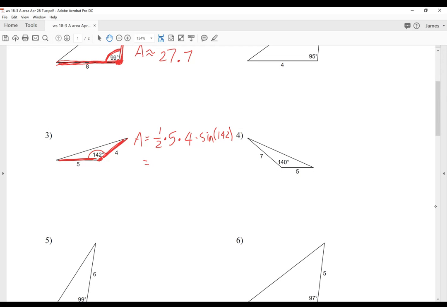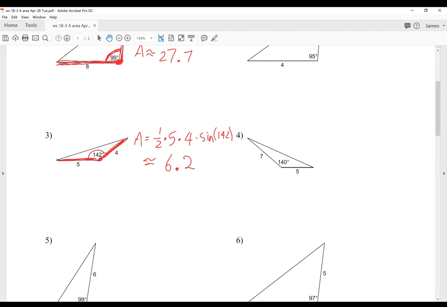So if you multiply this out, I guess you could do 1 divided by 2 times 5 times 4, and then times 142 sine equals. So you could do it that way, but I don't know, cell phone calculators are weird. In either case, you get 6.25, or I'm sorry, 6.15. If you round it, 6.2 would be the answer, because the next number is 5. The 6.1 goes up 1, to 6.2.